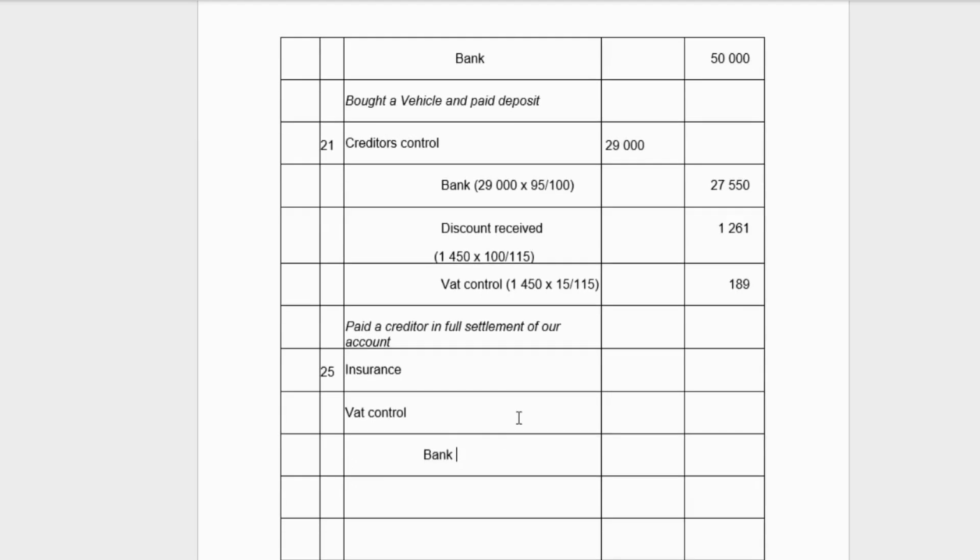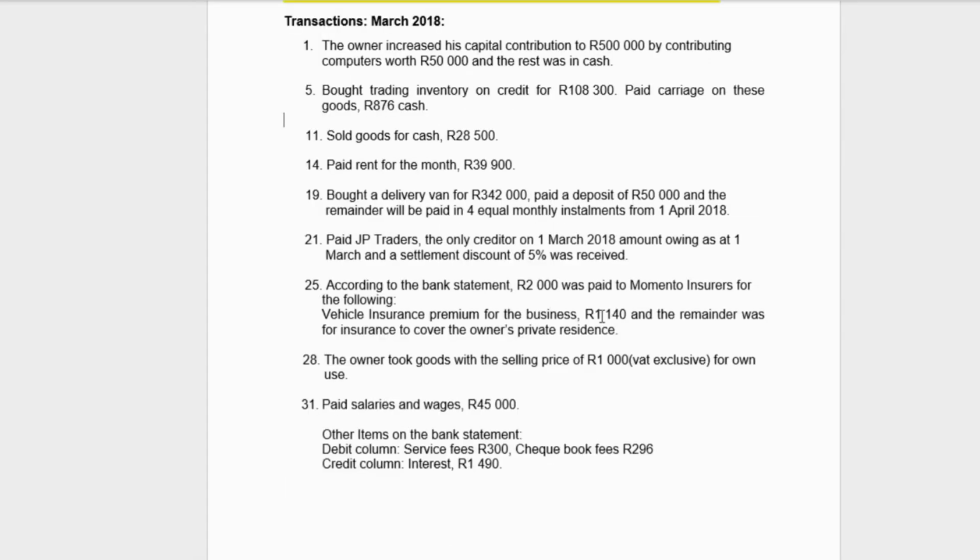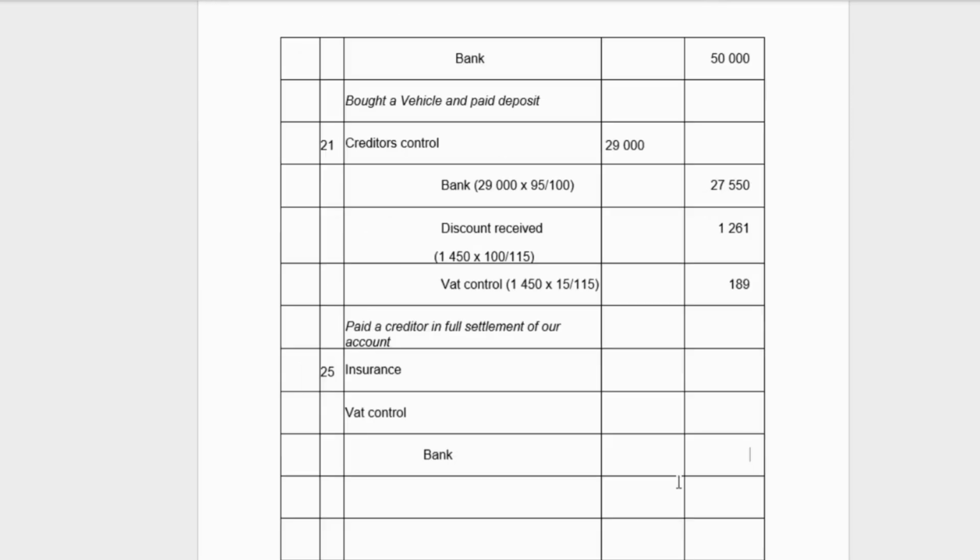And then we want to record our total amount of the bank, the full amount paid. It was how much? 1,140. So let's go there. This is our bank, 1,140. Okay. And then we are going to account for VAT. When we account for VAT, the insurance amount will be excluding VAT.